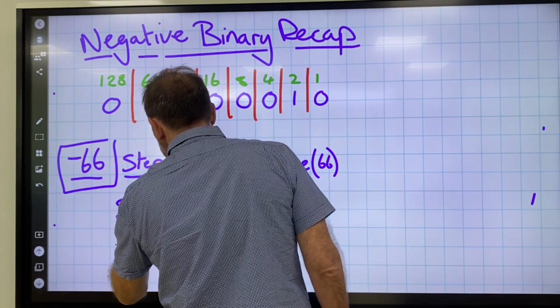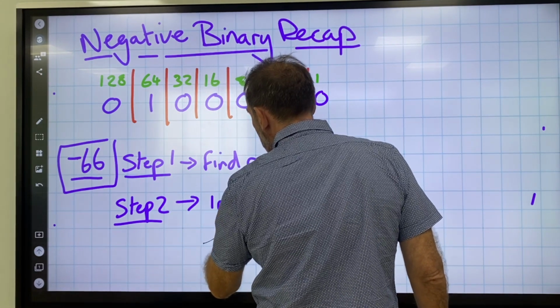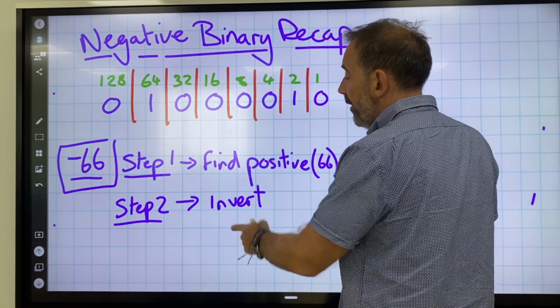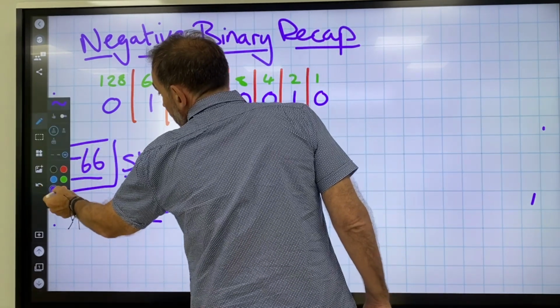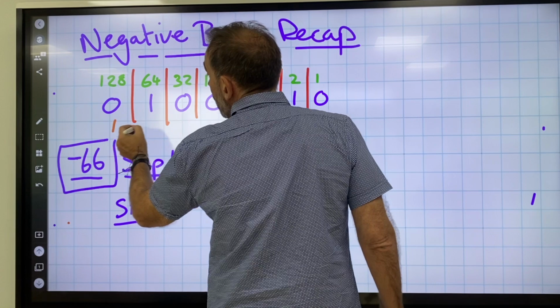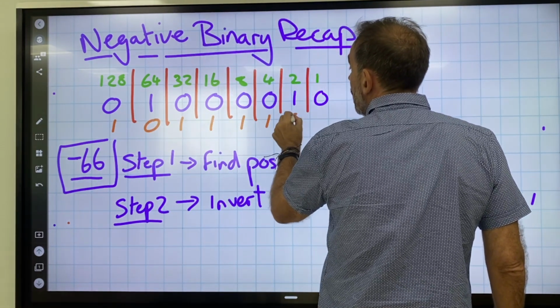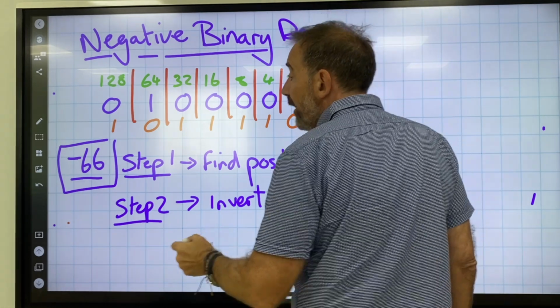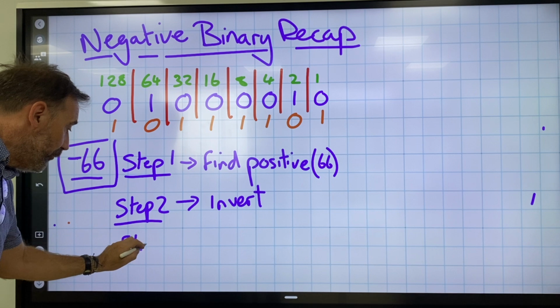Invert. Step 2, invert. So 1, let's recolour this, 1 0 1 1 1 1 0 1. Beautiful. And then step 3, plus 1. Add 1.